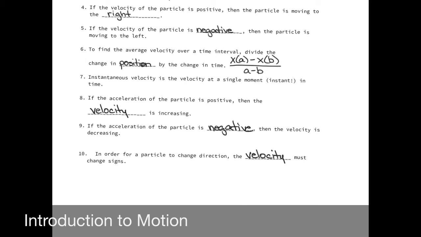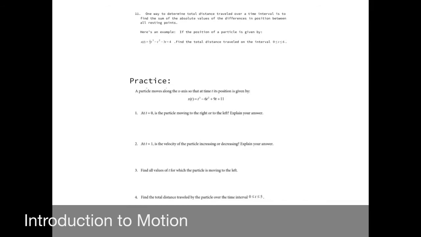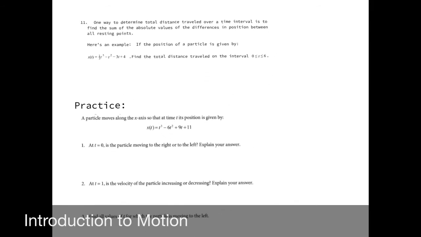Okay, so let's do an example together. So let me move to my next slide here. So problem 2 here. There we go. One way to determine total distance traveled over a time interval is to find the sum of the absolute values of the differences in position between all the resting points. Well, key words here are total distance traveled over a time interval, okay? And we will add up the absolute values.